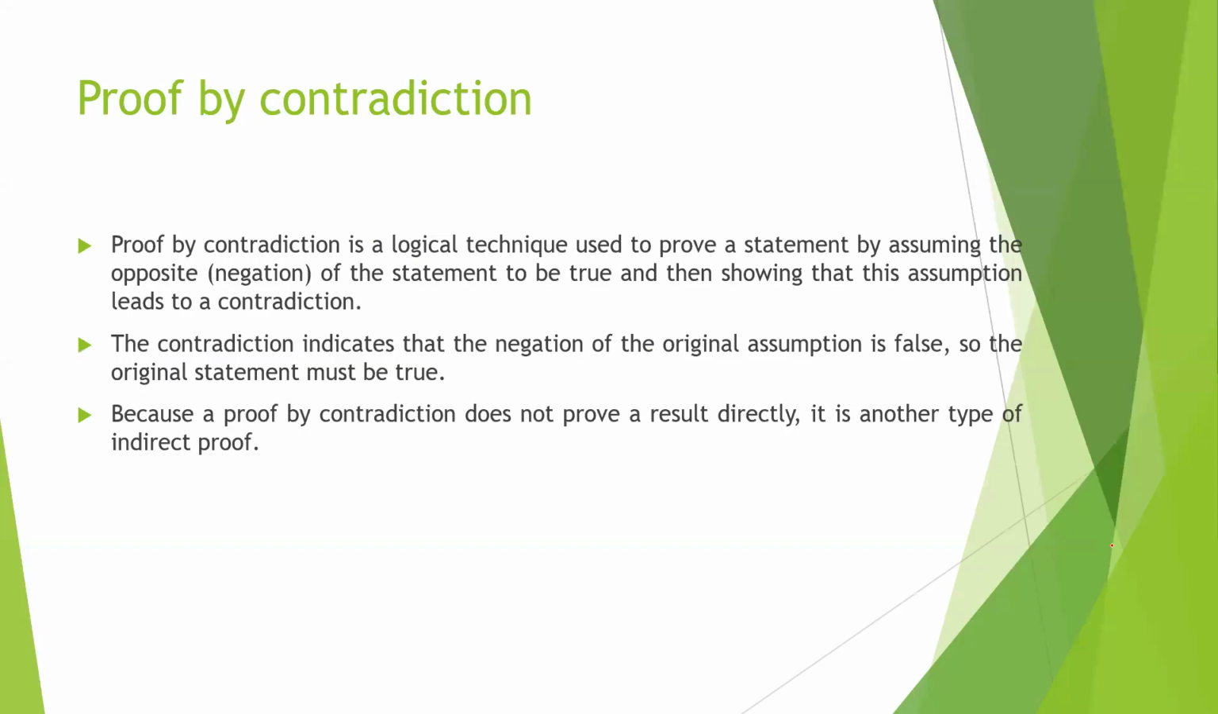Accordingly, we can show that the assumption leads to a contradiction. So the contradiction indicates that the negation of the original statement is false. Okay. So the original statement must be true. By proving the contradiction, what will happen is the negation of the original statement is false.